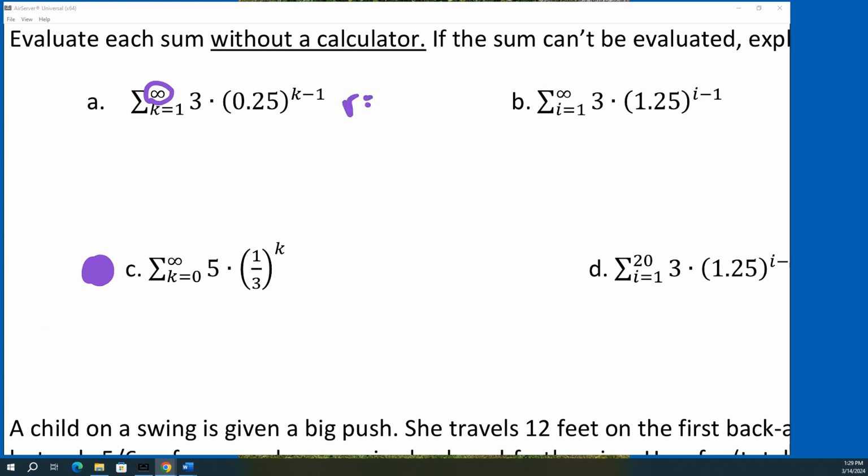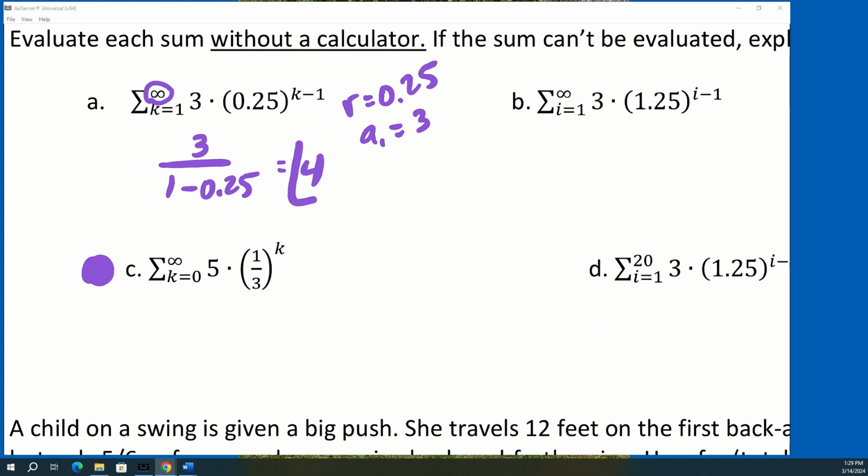So for A, just looking at the formula, what would you say r is? 0.25. Okay, so does this one have an infinite sum? Yes. So what we would do is just take the first term, which is 3, and put it over 1 minus r. So that's basically going to be 3 divided by 3/4, which is just going to be 4. Super easy formula to use.